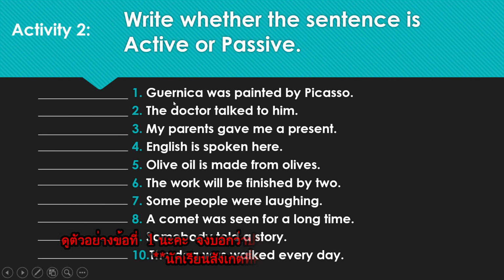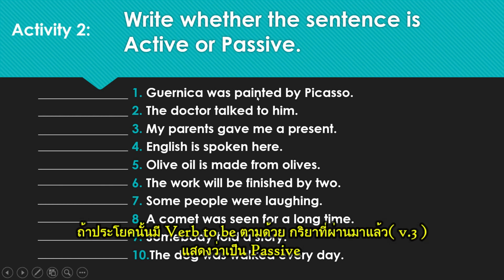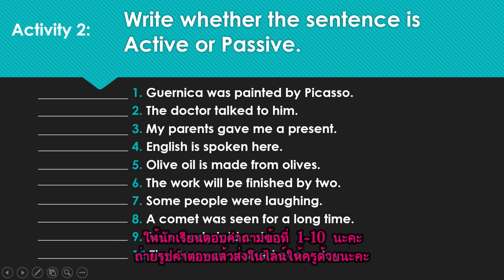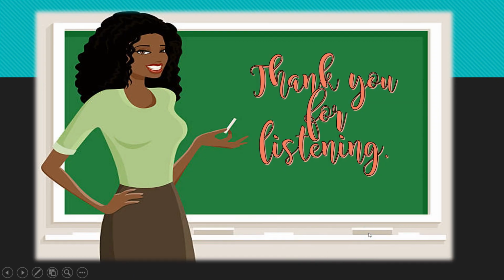So take a look at, for example, we have Guernica was painted by Picasso. Okay, so is it passive or active? You have to look at the verb. Okay, so if it has verb to be and it is in the past participle, is it active or passive? So this is passive. Okay, so you write here, passive. Number 2, the doctor talked to him. The doctor talked to him. So the doctor talked, does it have verb to be? No. So what is the answer? Active or passive? So you answer from 1 to 10. Alright? Do you understand? Okay.